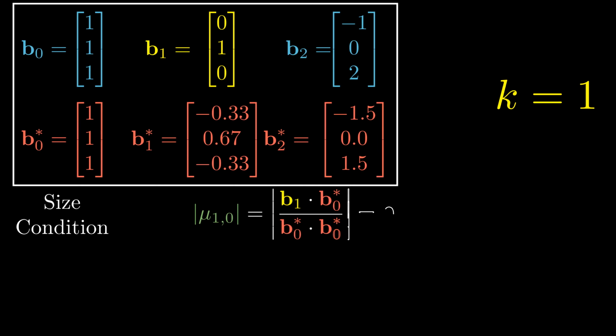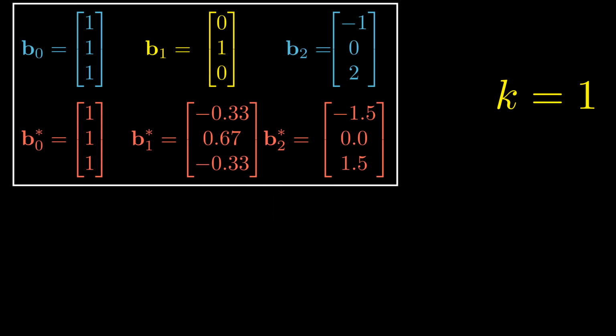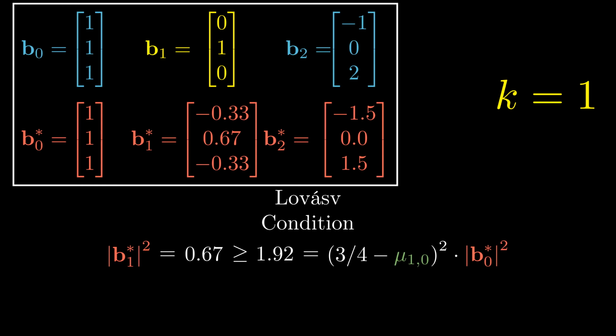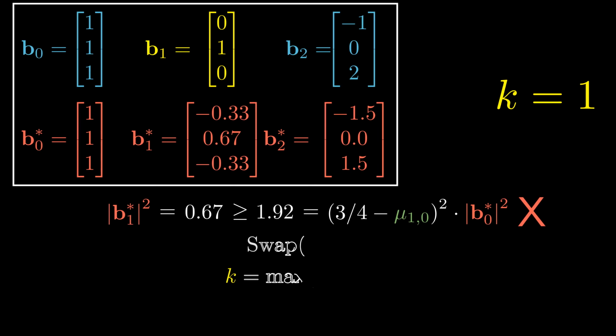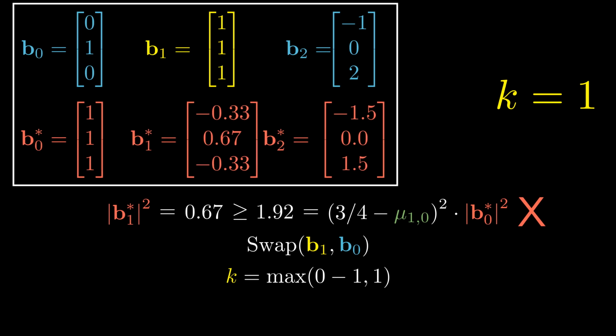We hop into another loop through our algorithm, find that we satisfy the size condition here. From here, we check the Lovasz condition again, and we see in this instance we have not satisfied the Lovasz condition. We see that, as before, we need to swap the current working vector with the previous vector, meaning we need to swap the vectors b1 and b0.